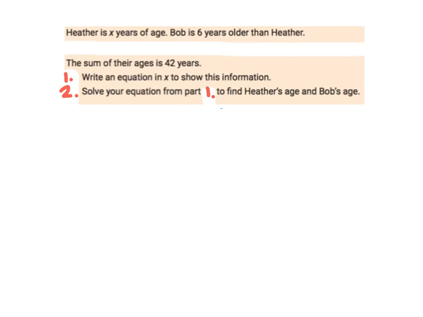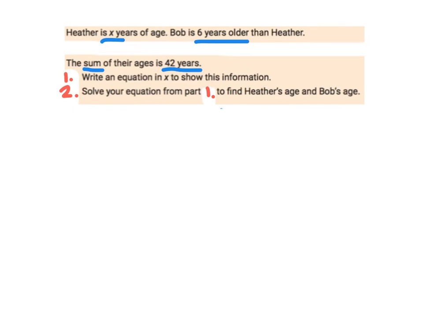So this question says, Heather is X years of age and Bob is 6 years older than Heather. The sum of their ages is 42 years. And it says there for part 1, write an equation in X to show this information. And part 2, solve your equation from part 1 to find Heather's age and Bob's age.